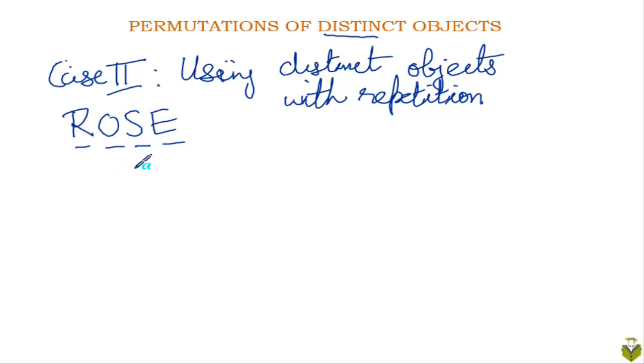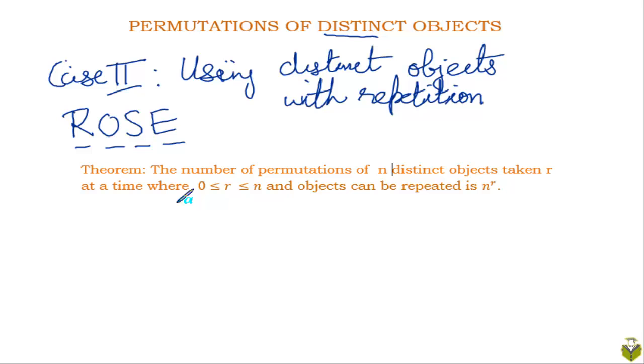So I'll just get next to the theorem, which is similar to what we proved for distinct objects without repetition. So the theorem goes like this, that the number of permutations of n distinct objects taken R at a time, where R again is between 0 and n, and the objects can be repeated, is n raised to power R. So we have to prove that the number of permutations of the distinct objects with repetition is n raised to power R.